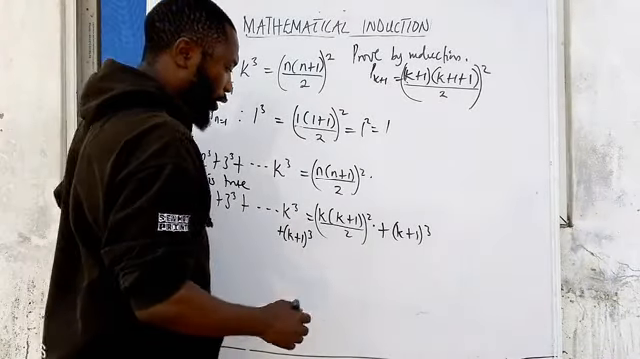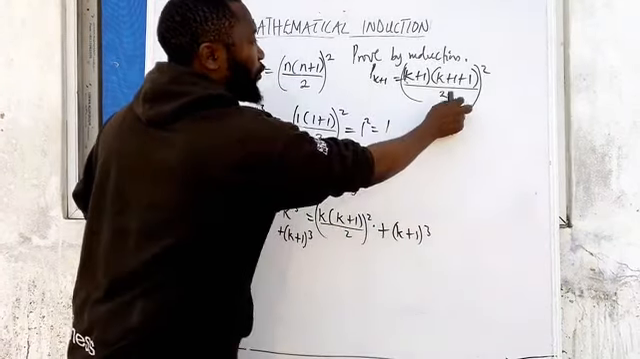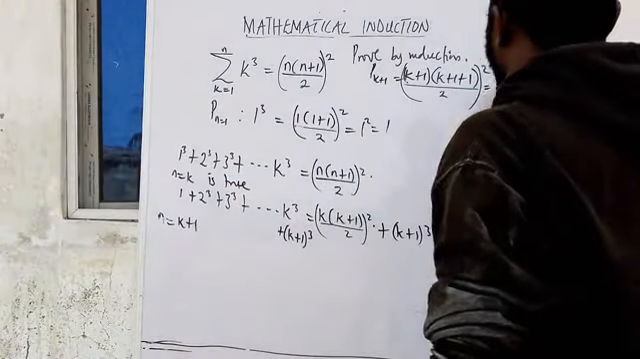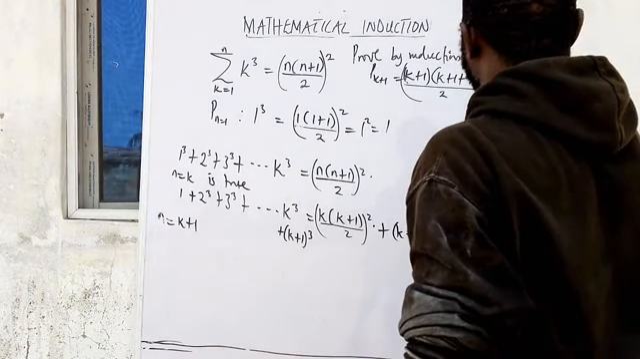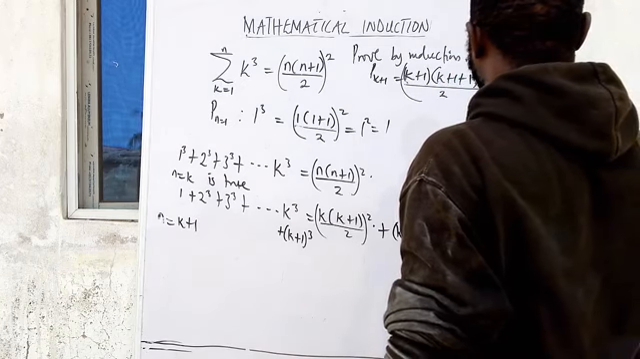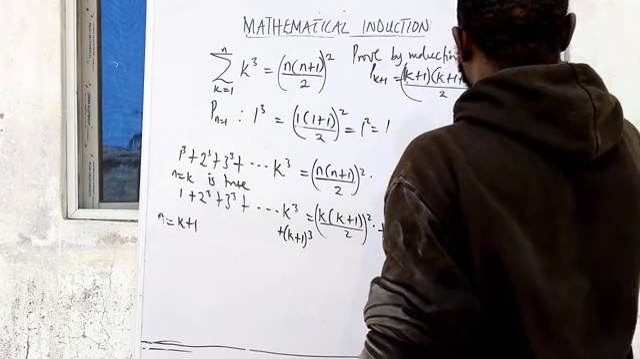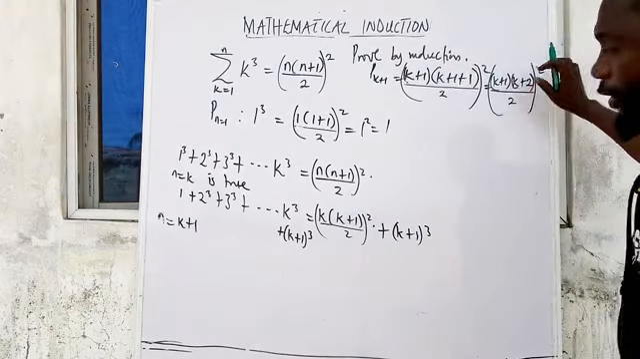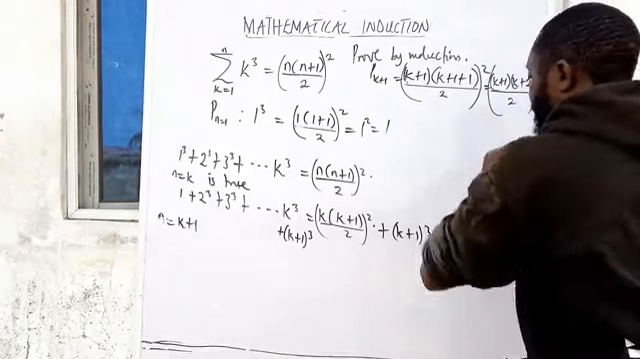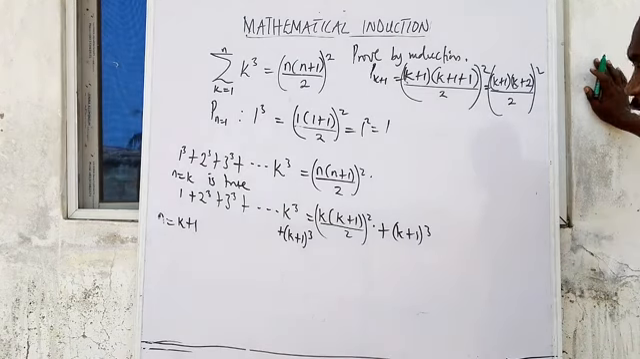Now, what you just need to do is to show that what you have here equals this one. And you know, this one too, if I simplify further, this is just k plus 1. k plus 1 plus 1 is k plus 2, everything over 2, everything squared. So this is our expected result. So now let's show that this equals this. And this is very simple. We only need the basic knowledge.